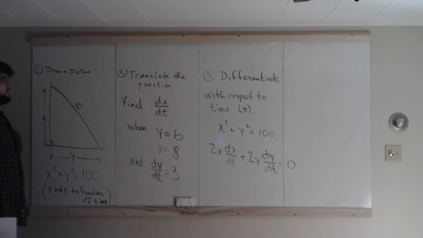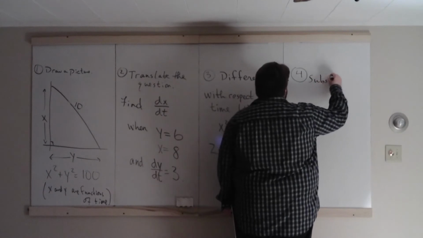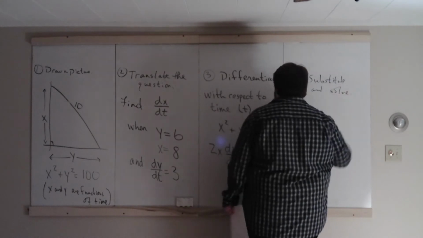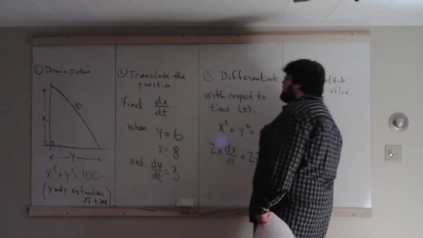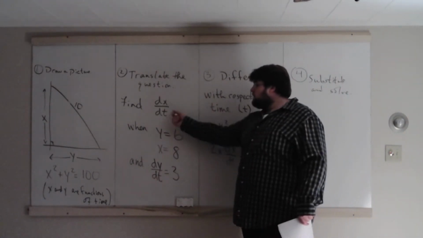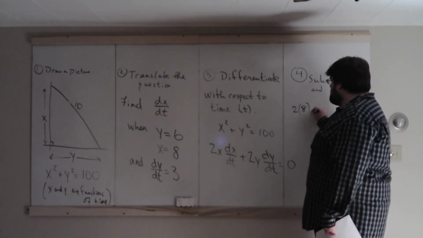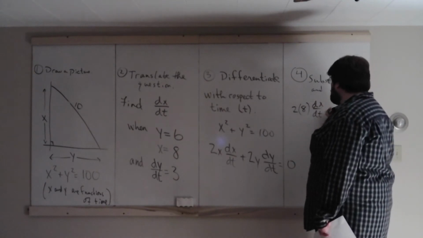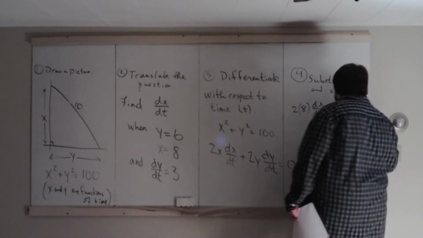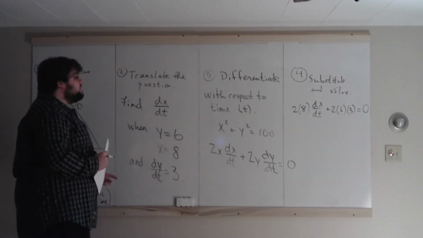Well, once we do that, we can go to step 4, substitute, and solve. Now we're going to substitute things from the translation of the question into this equation and solve. Remember, we want dx dt. So we get what? 2 times x, which is 8, times dx dt, plus 2 times y, which is 6, times dy dt, which is 3. So we're just substituting all these numbers here into this equation down here and solving.